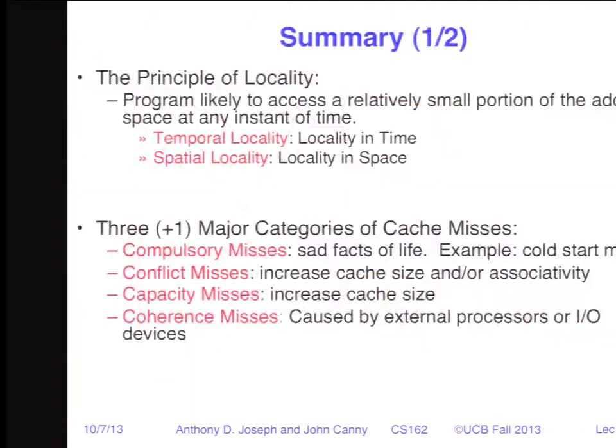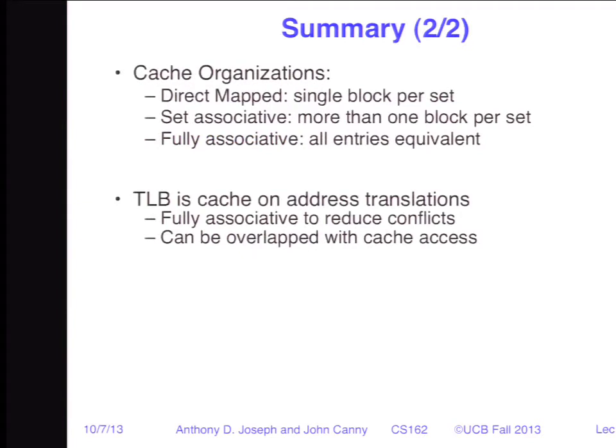So in summary, the principle of locality is why all of this works. We have temporal locality and spatial locality in our programs. There are 3 + 1 different types of misses: compulsory, conflict, capacity, and coherence misses. And we looked at 3 different cache organizations: direct, set associative, and fully associative. And the TLB is just a cache of address translations. And we can look up in parallel with our actual lookup in the cache.